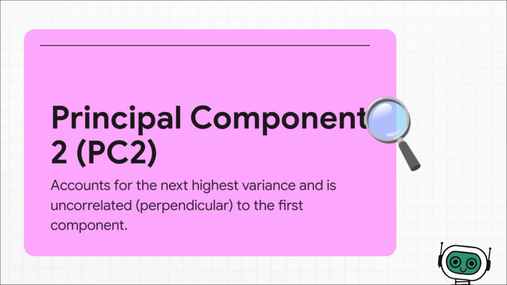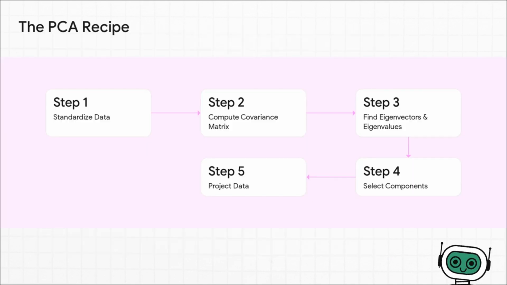Then we find the second principal component, PC2. It's designed to capture the next biggest chunk of variance. But, and this is crucial, it has to be perfectly perpendicular, or orthogonal, to PC1. This little rule ensures that our new features are completely independent of each other. They're not repeating information. So how does PCA actually find these best angles?